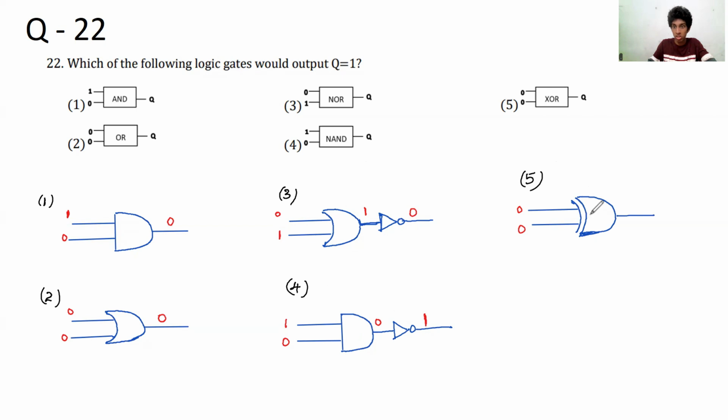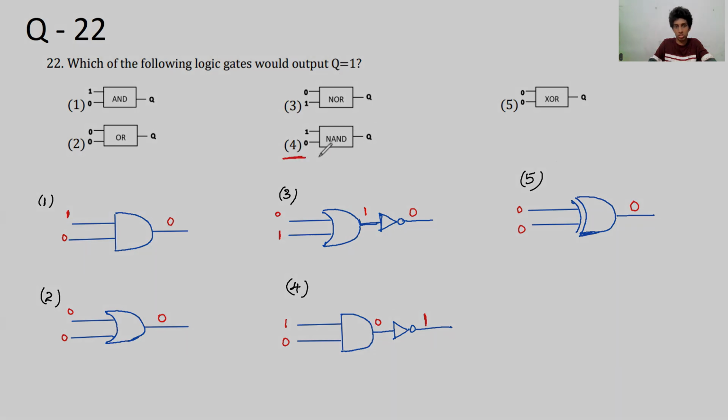So in an XOR gate, the output will be 1 only when the inputs are different. So here, as both the inputs are the same, the output will also be 0. So the output Q will be 1 in the NAND gate. So the correct answer is the fourth.